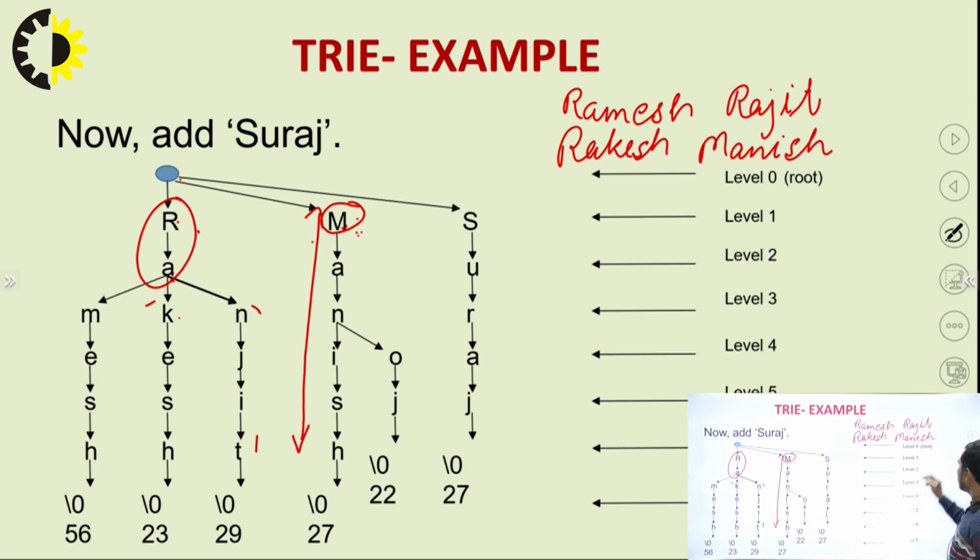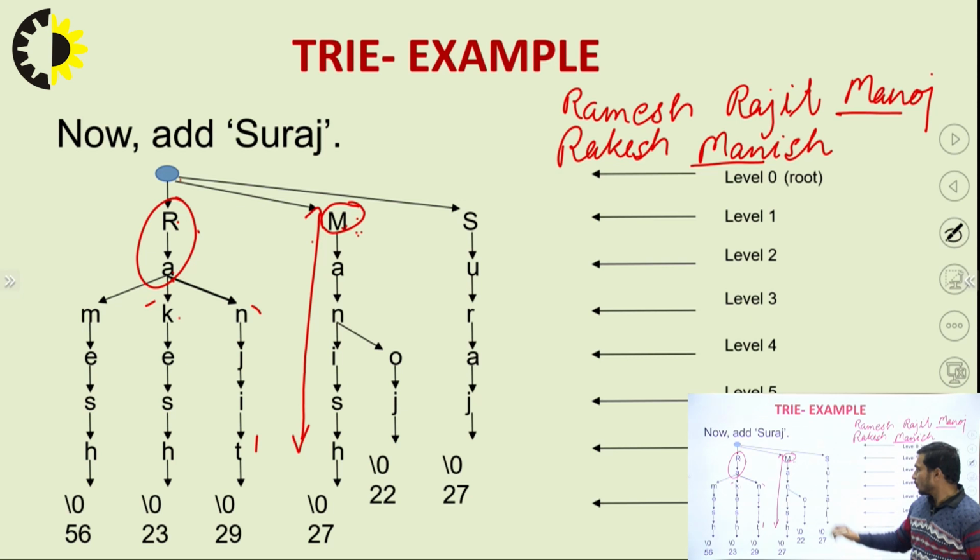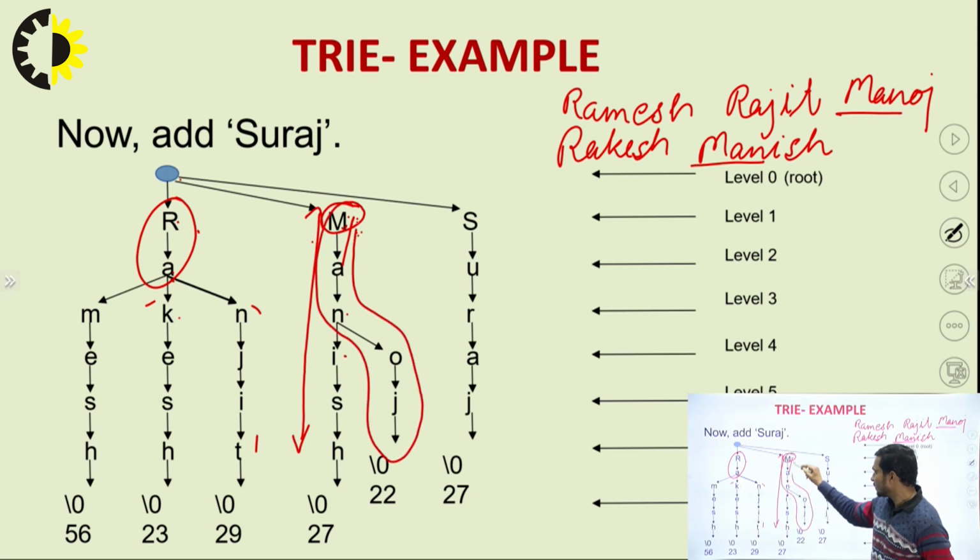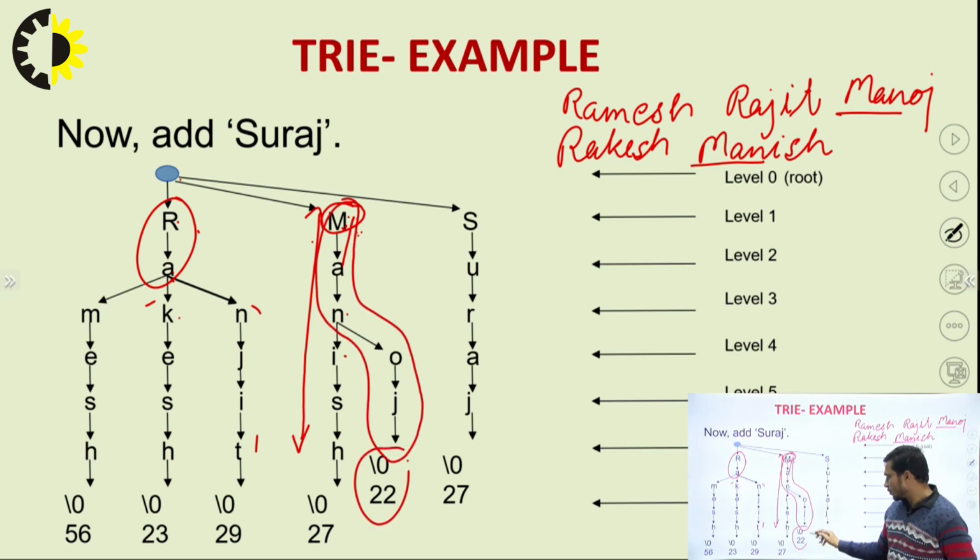and after Manish, let's say we are adding Manoj. Now, while we are adding Manoj, we can see that MAN is common in Manoj and Manish. So, we will just utilize the trail of data which is already available here, and we will go till N, and after that we will create a separate node for O, and we will store Manoj in this way. So, if we are going to find Manoj, we will find it in this way. Whatever value we have for Manoj, we will store it here.